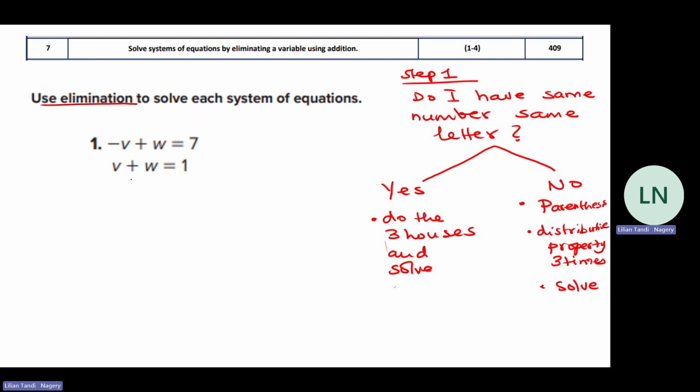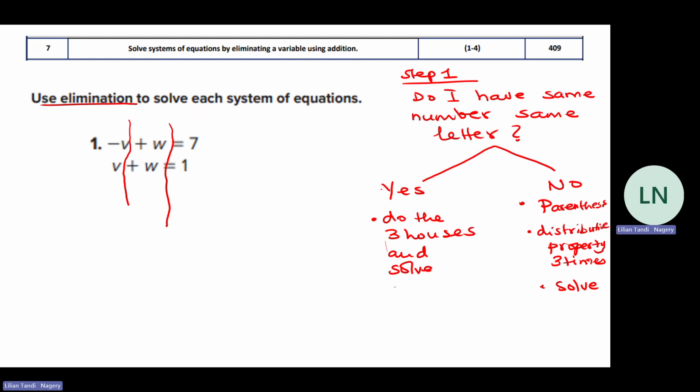Now, I will say yes. W is the same number, 1, 1, and it's WW. Even here, same number, same letter, 1, 1. So I want to eliminate W. So I will put my 3 houses. Now remember, the second house goes with the signs that are in the middle. The signs in the middle must be in the second house.